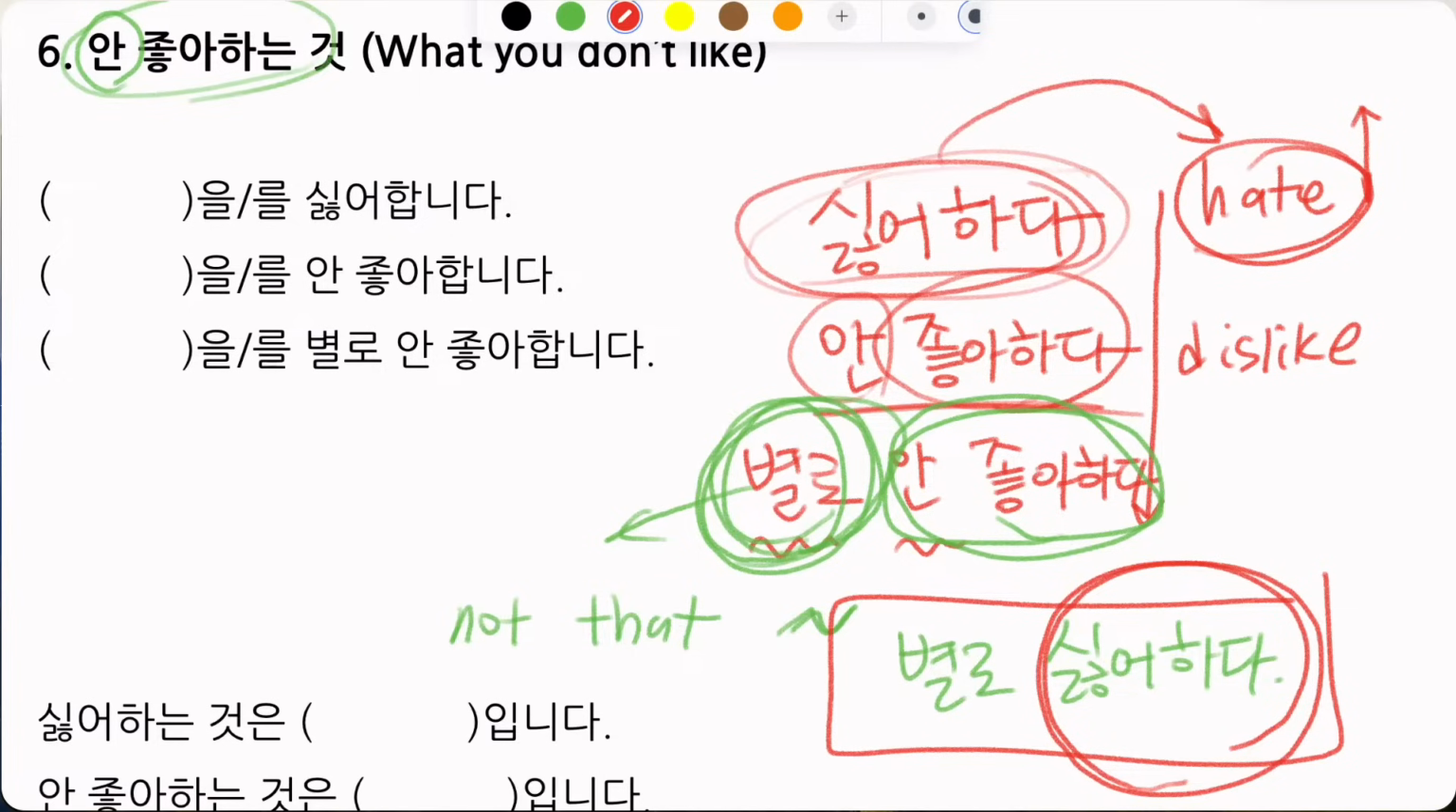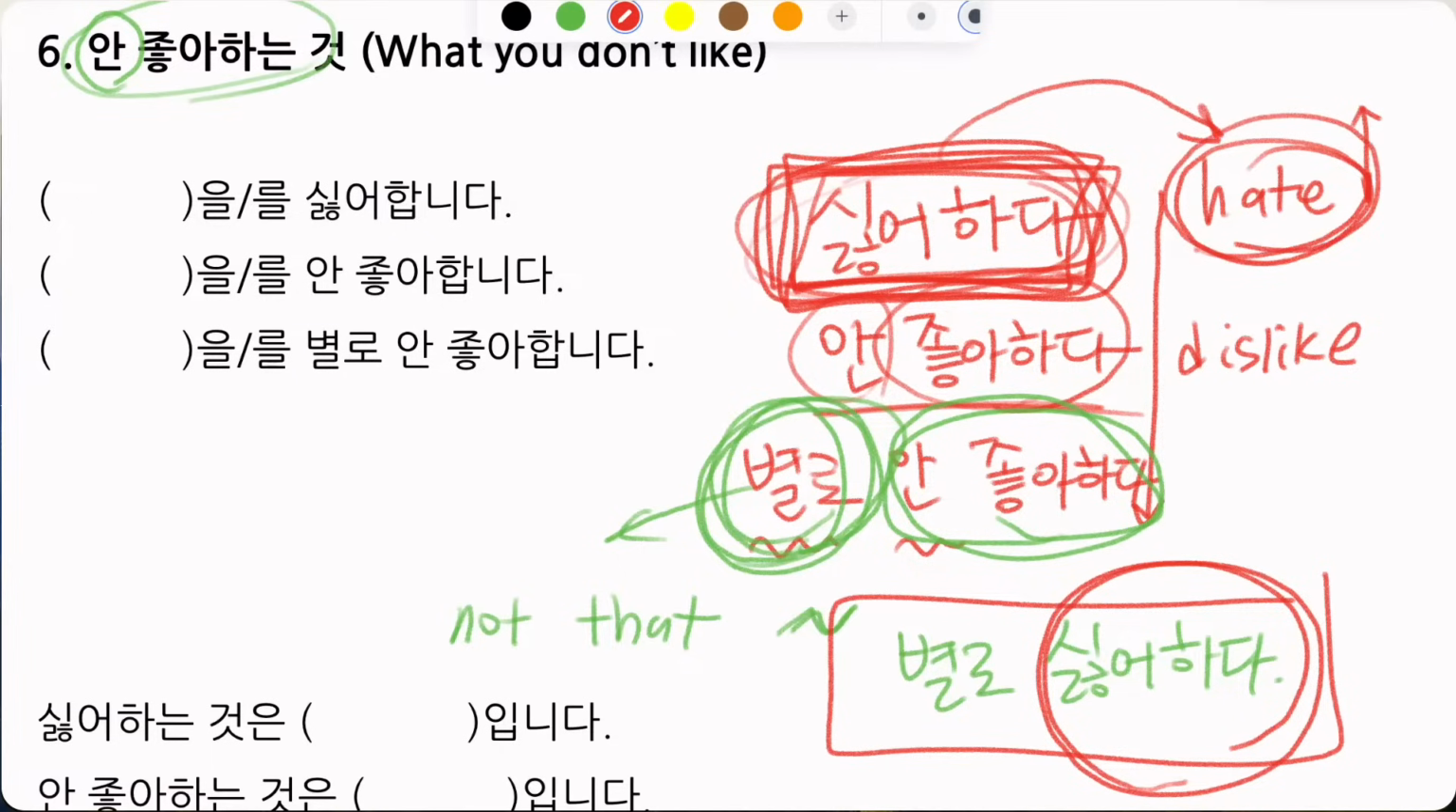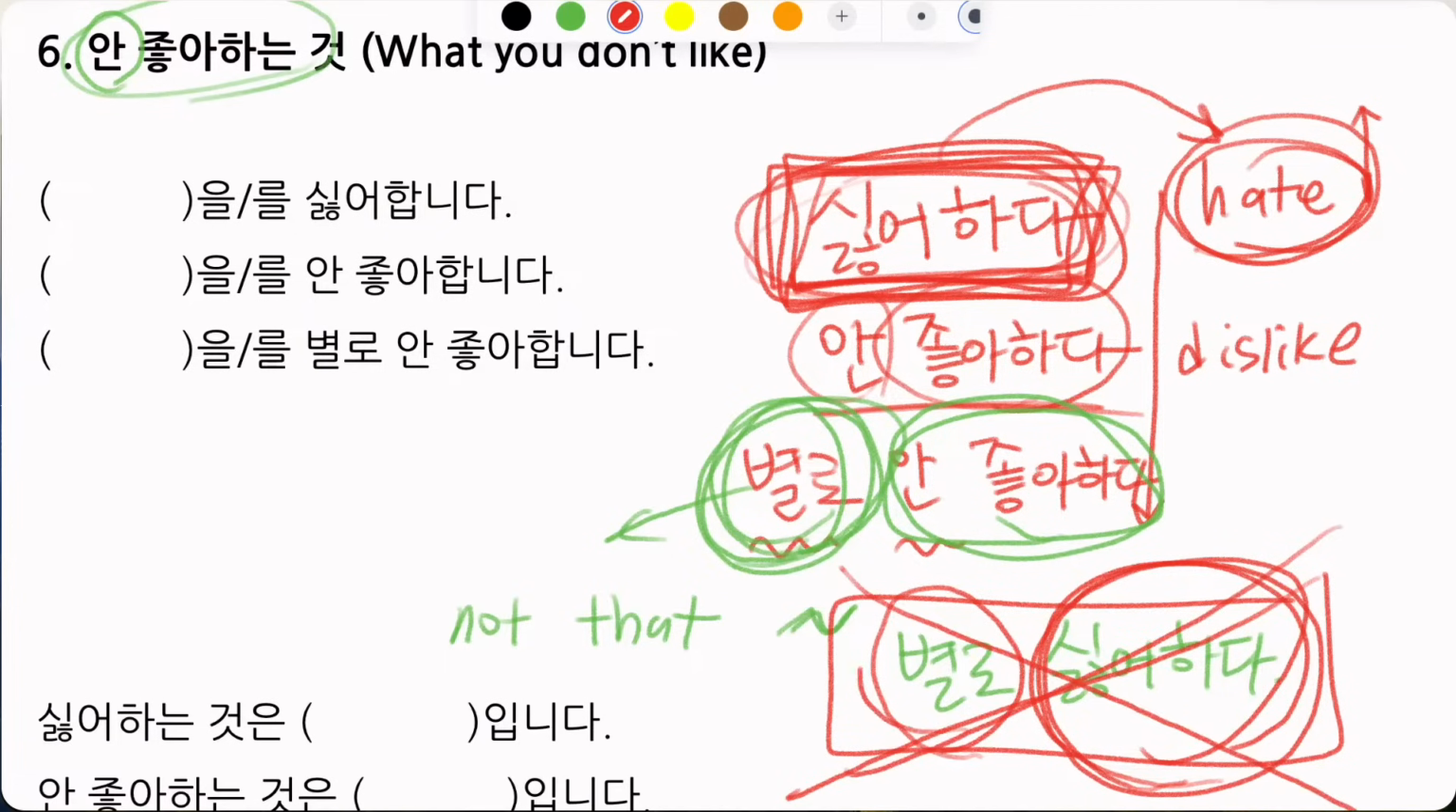싫어하다 has a negative meaning, but grammatically speaking, 싫어하다 is not a negative verb per se because it doesn't negate a verb. It's a verb in and of itself that means hate. 싫어하다's negative form would be 안 싫어하다, not hate. So 별로 싫어하다 is a grammatically wrong sentence because 별로 has to be followed by a grammatically negative sentence.